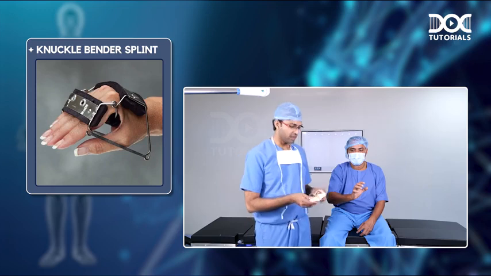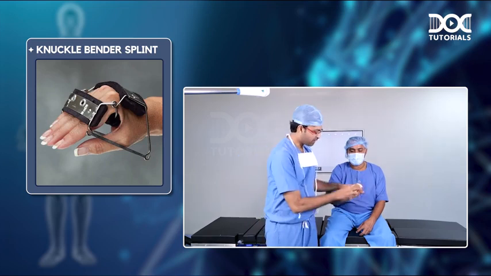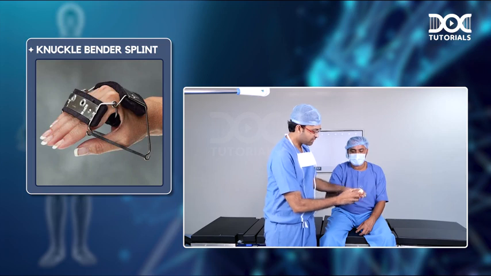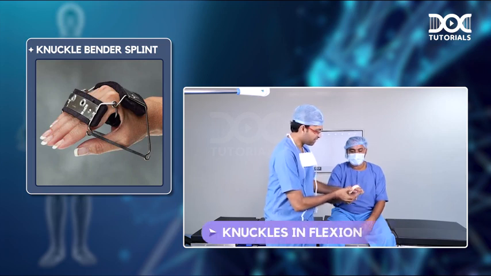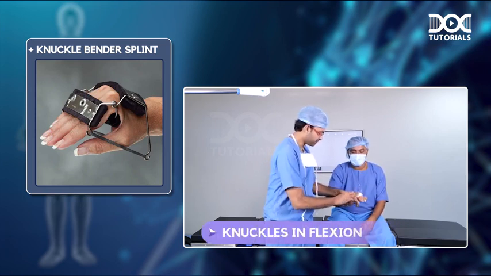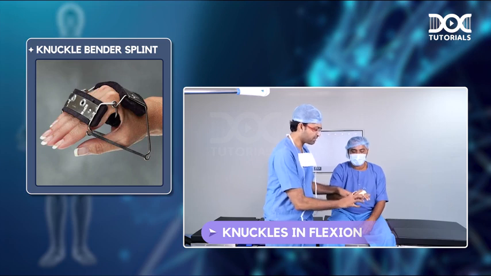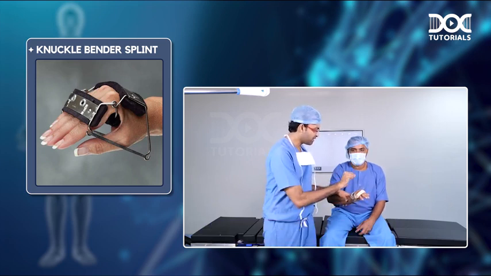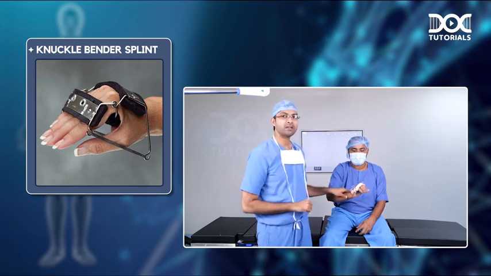So you can apply the knuckle bender splint like this. Once you do this, you can see that the knuckles are now in flexion. Now we can even ask the patient to flex and extend the fingers. So this is your knuckle bender splint.